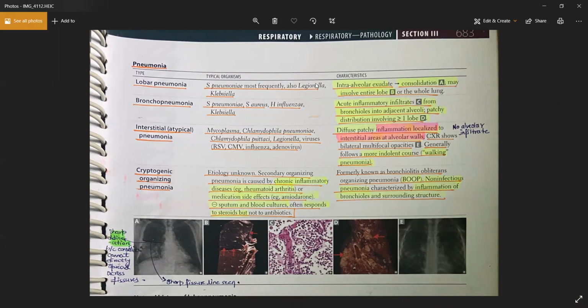So you can have a consolidation in a lobe or multiple lobes, or even an entire lung could be affected. Second type is bronchopneumonia, which affects a small portion of lung, just like you see in the fibrosis.